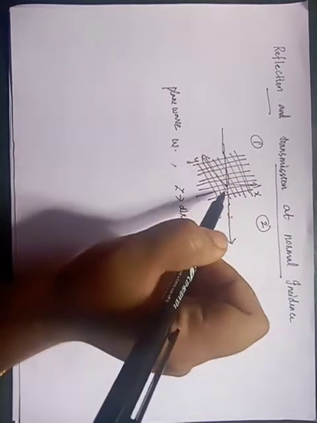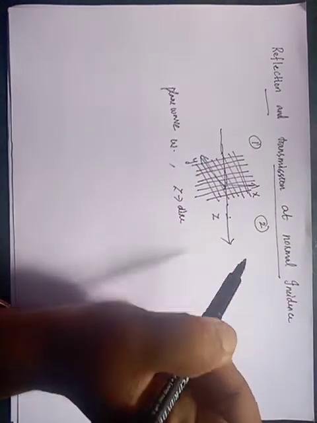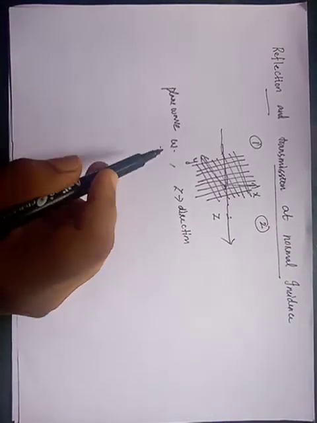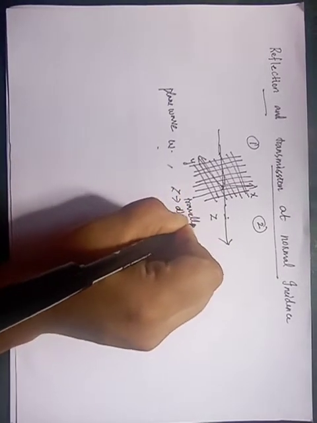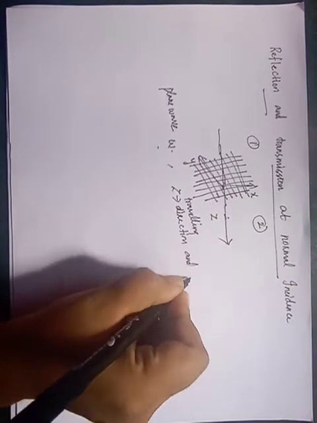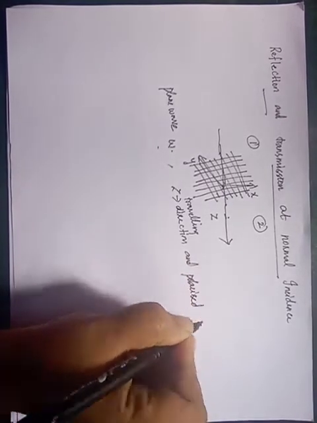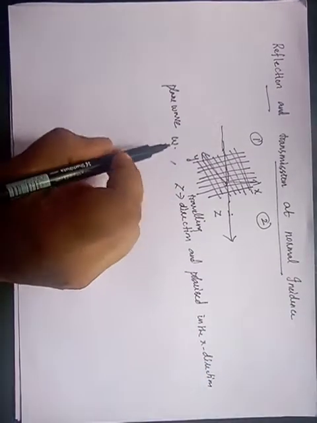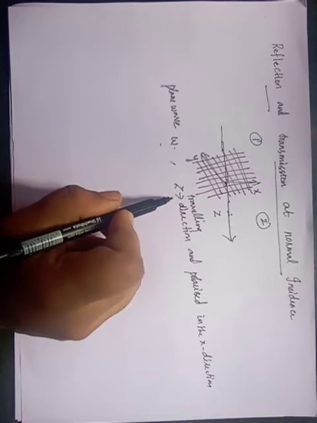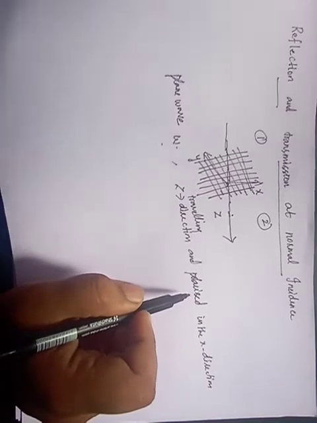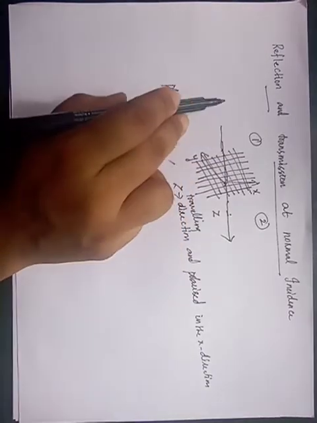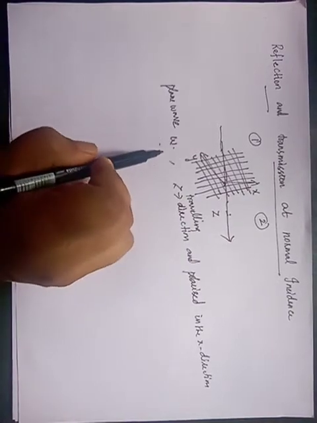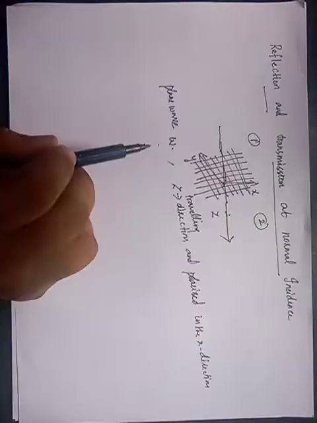So a plane wave of frequency omega is traveling in the z direction and polarized in the x direction. Now we are going to consider this plane wave. It approaches the interface from the left. So from this direction the plane wave is approaching the boundary.